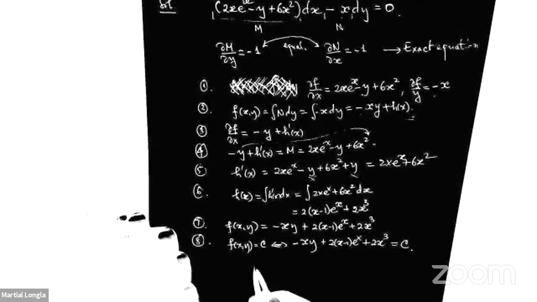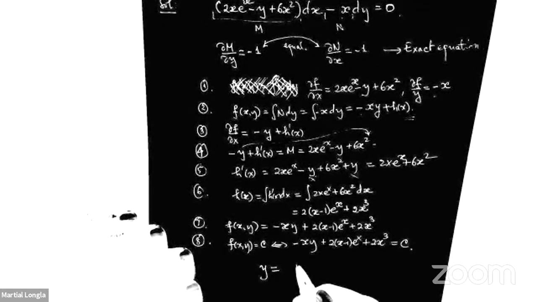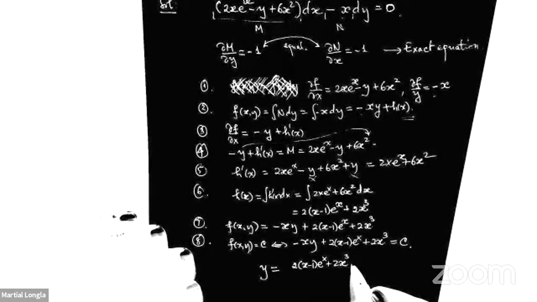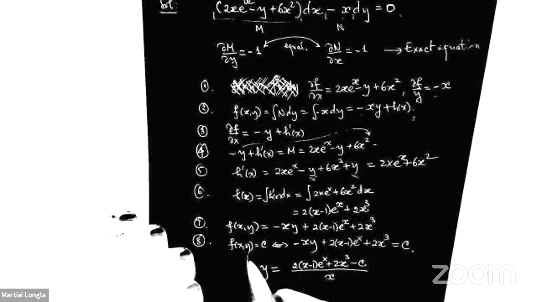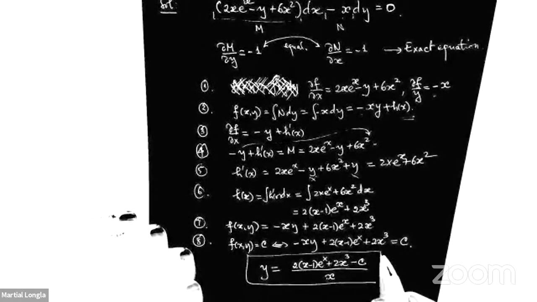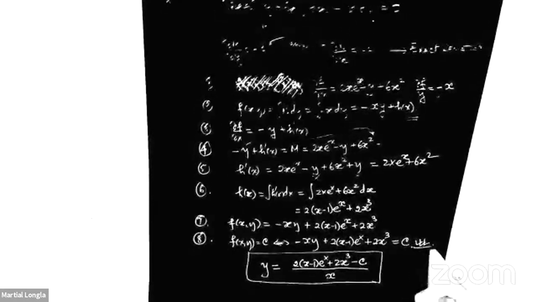And if you want to show me that you're smarter, you can also solve for y. In this case, it's possible, but it's not necessary. All right? So you get 2 times x minus 1 e to the x plus 2x cubed minus c, over x. Again, I say it's not necessary to do that. You can just stop right there. And I encourage you to stop right there.